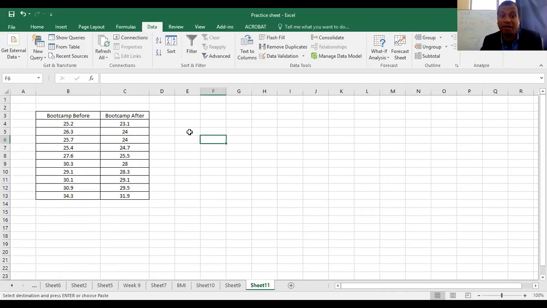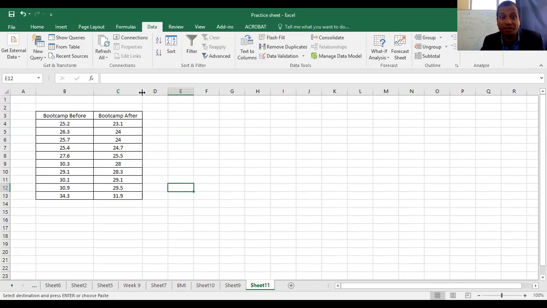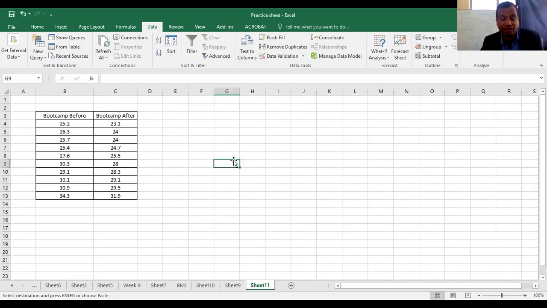So I have the BMI for the boot camp group, members A to J, before and after. And you can see in the original one also, it is the same. So the question is, was there any difference? What can we do using Excel?